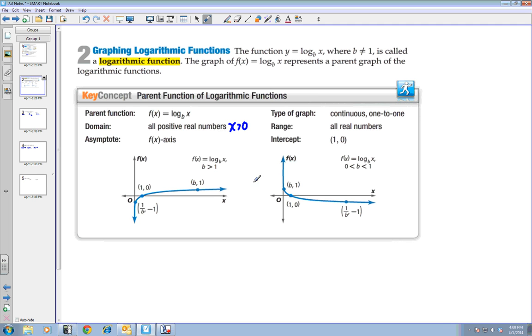Okay, this is the parent graph when b, my base, is between 0 and 1, so it's a fraction or a decimal. Instead of rising up, it's going to go down. Okay, but if you'll notice, they both still cross at (1, 0) right here.